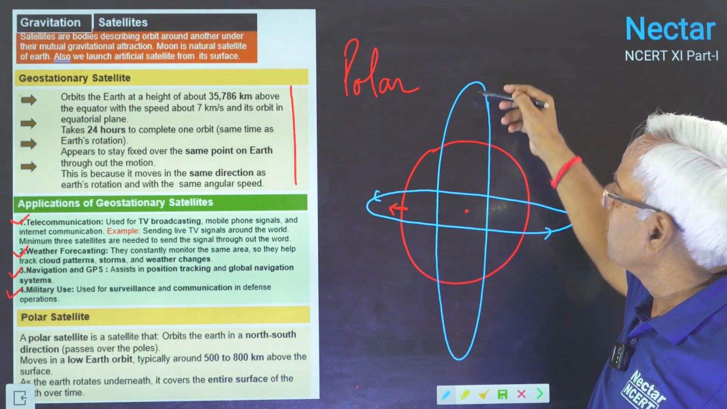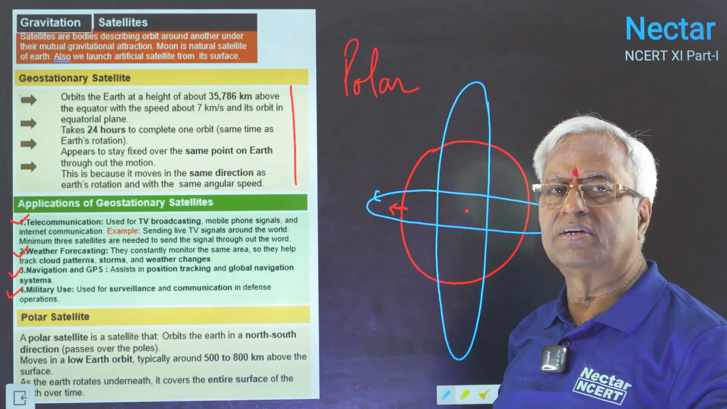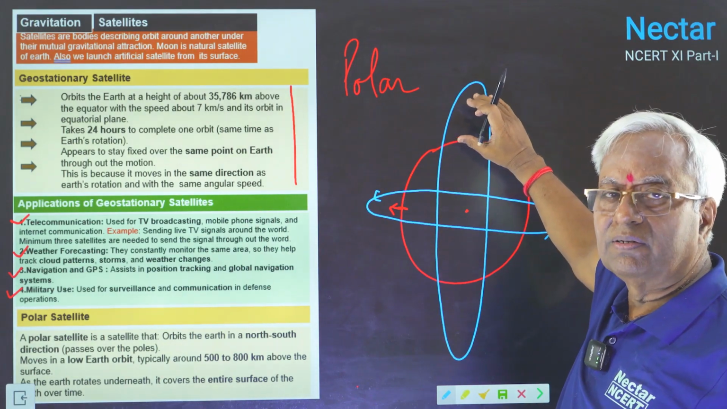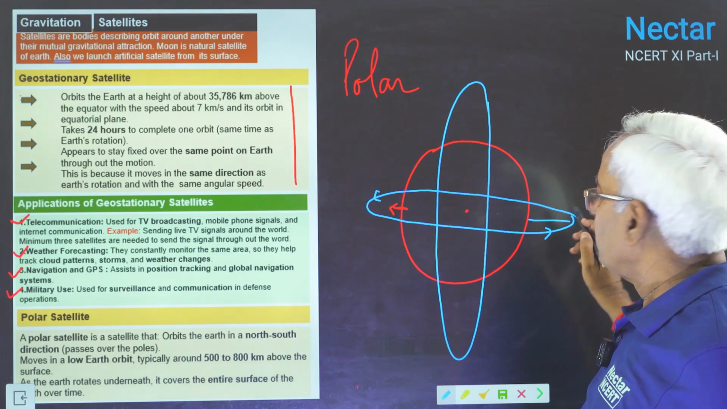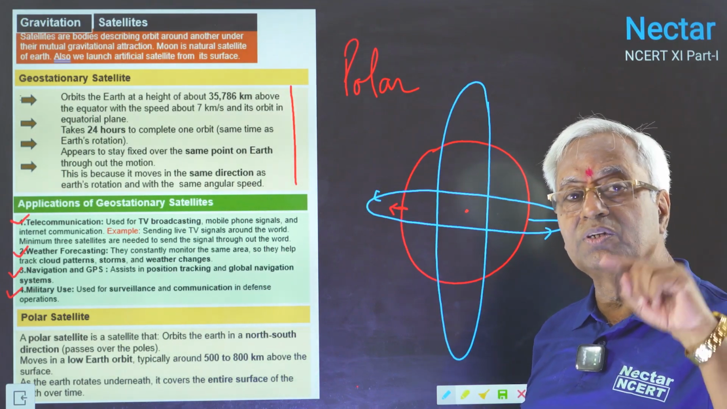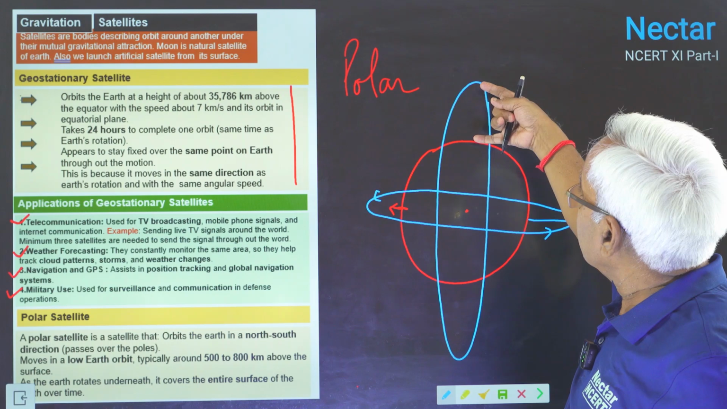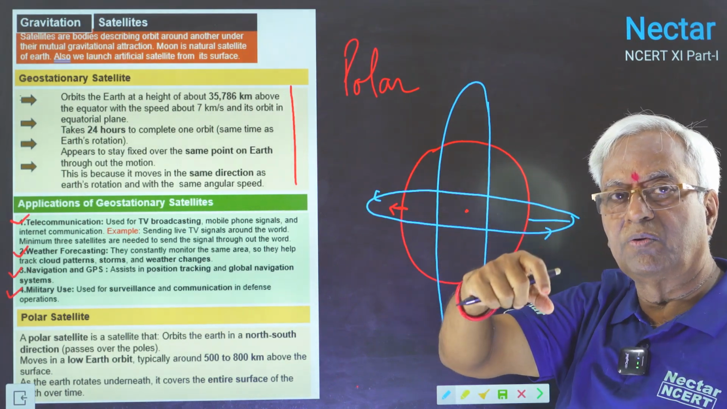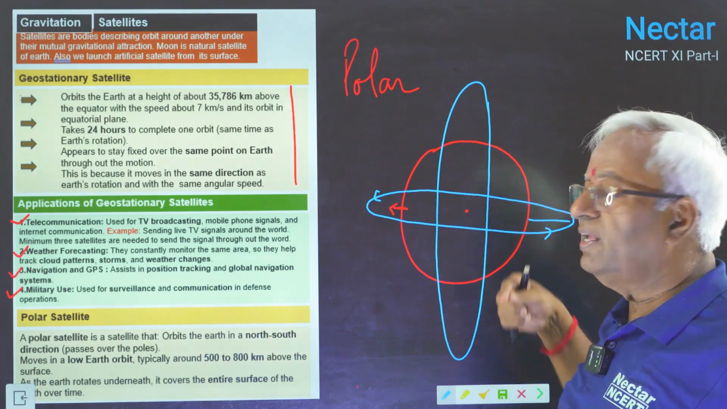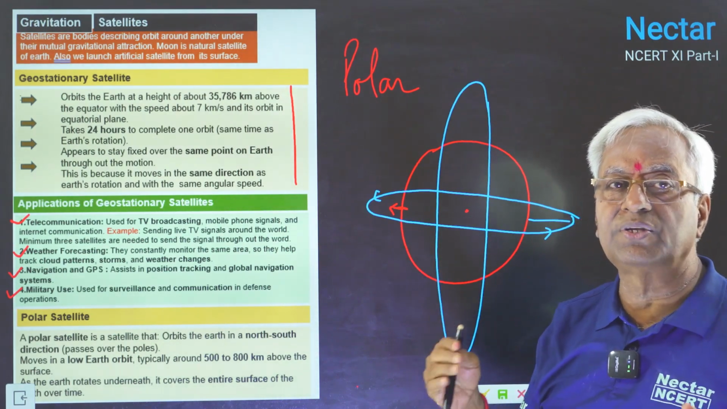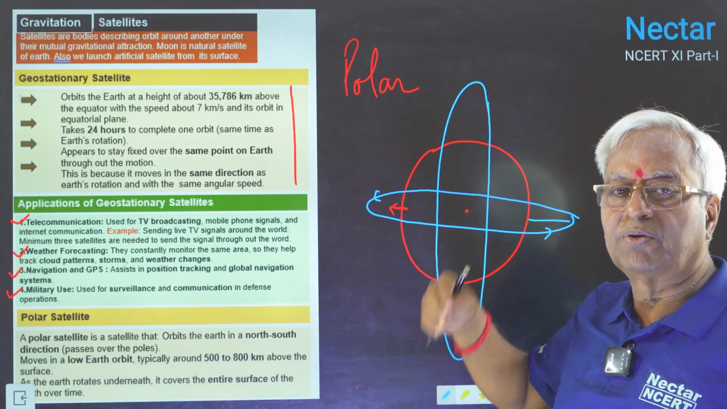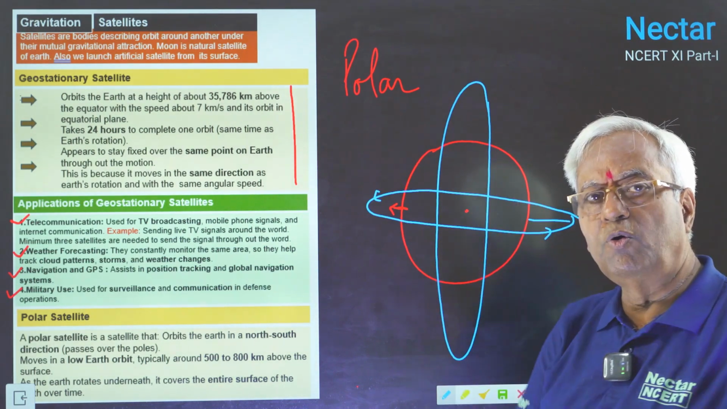Their height is not much. It is hardly 500 to 800 kilometers, because it's at a lower level. This is very high, 36,000 kilometers, whereas polar satellites are less than 1,000 kilometers. They are very close, so they are very helpful in remote sensing. They cover the entire surface of the Earth because they are moving in the polar plane.